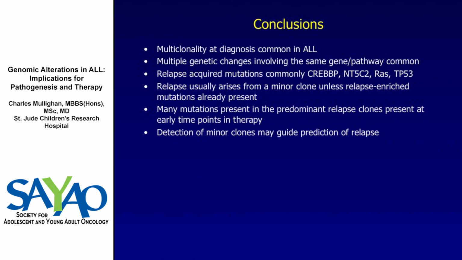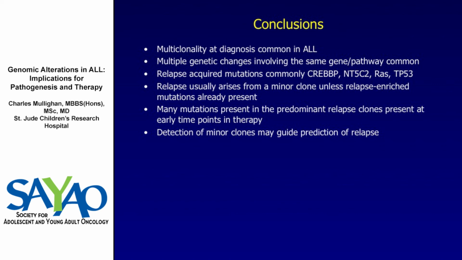So just to conclude this part, yes, we've confirmed that multiclonality is a very important and common event present in most cases at the time of diagnosis. Multiple genetic changes involving the same gene or pathway are more common than we previously identified, and we've now expanded the number of pathways and genes that appear to facilitate relapse.